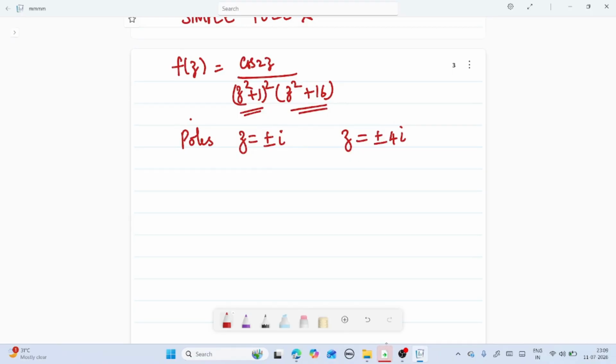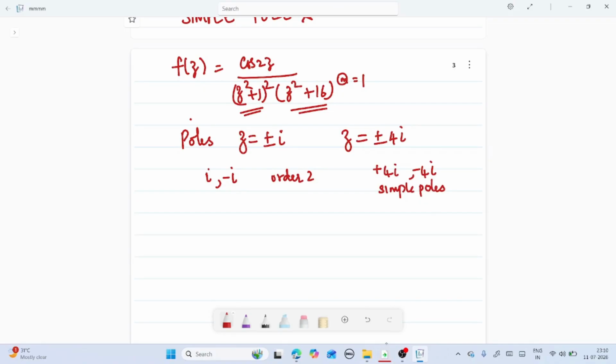You can see that i and minus i are poles of order 2. Plus 4i and minus 4i are simple poles because they are poles of order 1. You can just check it from the power here. Here m is 1. Here m is 2. Equated to 0, you will get the poles. Plus i and minus i are of order 2. Plus 4i and minus 4i are simple poles.